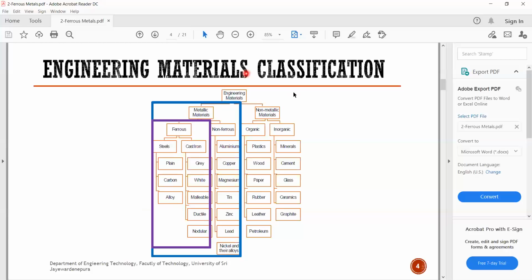Okay. In the other section, non-metallic materials, that means they are not metals. You can classify them into two categories: organic and inorganic. Organics come under here, like plastic, wood, paper. Those are the organic materials. Inorganic materials means ceramic, cement, minerals. These come under the inorganic materials. So if I ask in a question how engineering materials are classified, then you have to give the explanation or this diagram for that question. Okay.